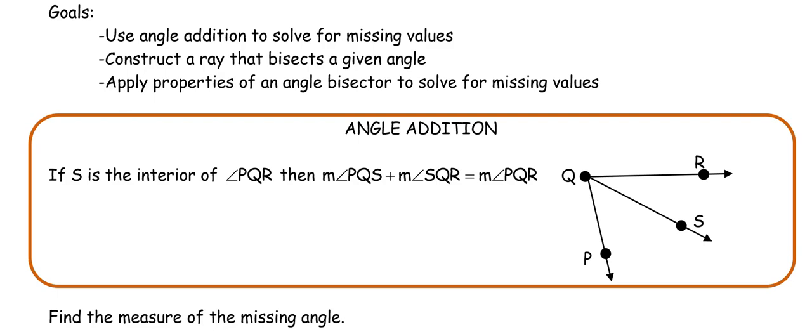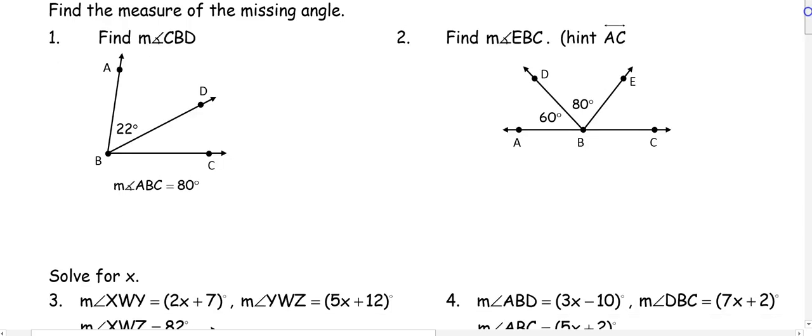Remember that angle addition is just like segment addition. So when we're doing angle addition, the two smaller pieces are always going to equal a larger piece. So for example, if this angle is 20 degrees and this angle is 45 degrees, then our whole angle is going to have a measure of 65 degrees. So let's use this idea to solve for a variable.